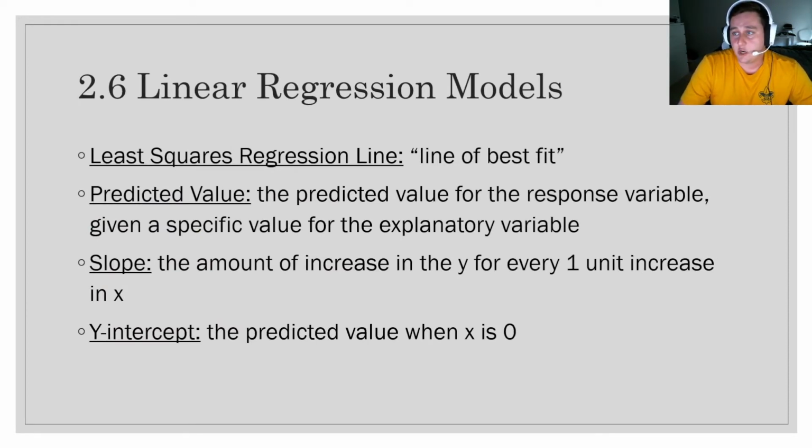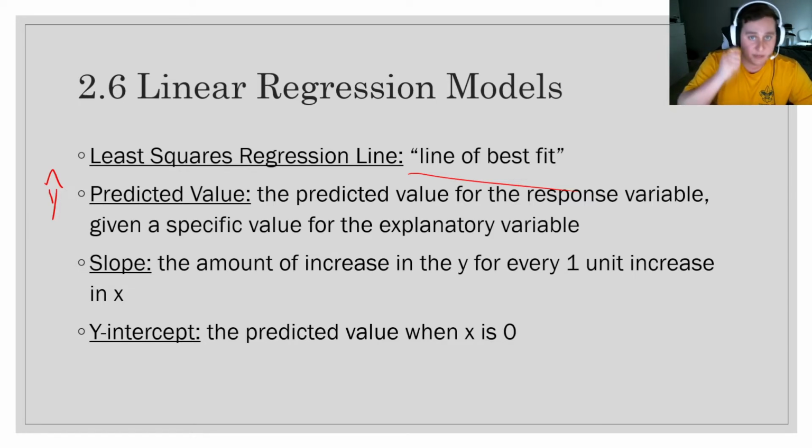2.6 is the linear regression models. This is where we get our official definition of the least squares regression line, which I boil down to simply the line of best fit. The line of best fit is basically the line that goes through the middle of the scatter plot. It's the line that gets the closest-ish to all of the data and approximates all the data. The predicted value is also known as y hat. That's how this is pronounced, y hat. It's the predicted value for the response variable, and of course our response variable is y. That's why I wrote a y there.